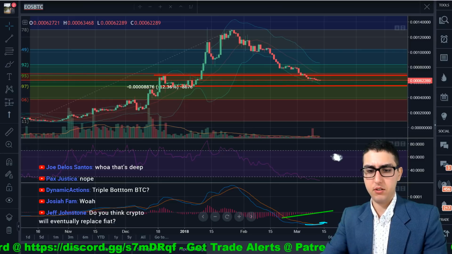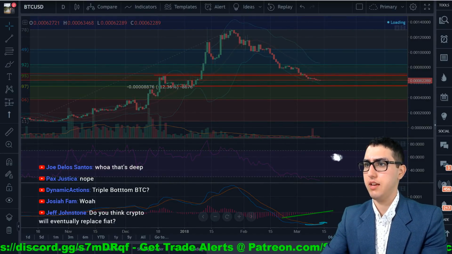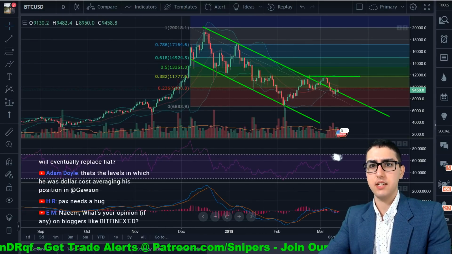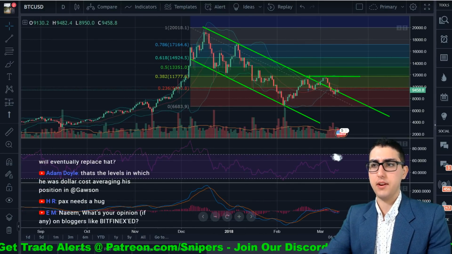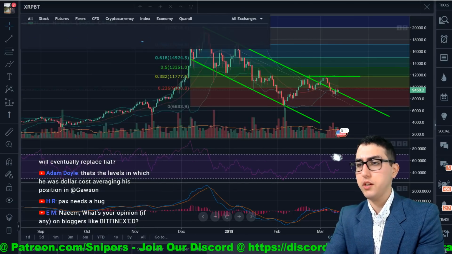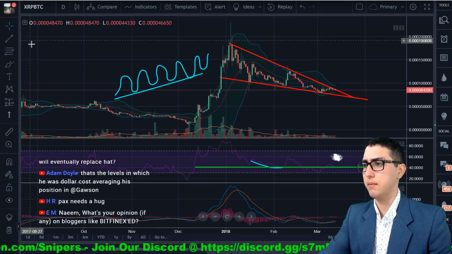So let's pull out from EOS and head over to BTC USD here, and just kind of finalize some things there. Now, another coin that we definitely want to look at right now is XRP. I know that is a coin that a lot of people are either holding or wondering about, and it's making some interesting patterns here.